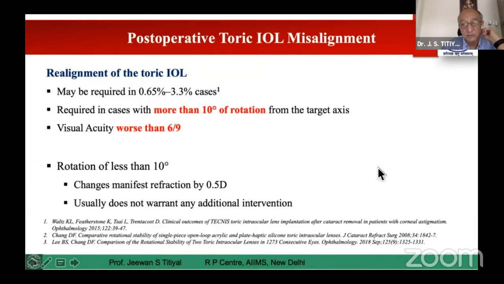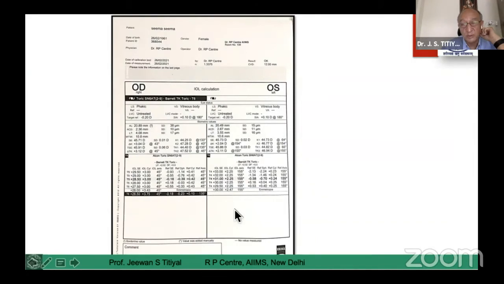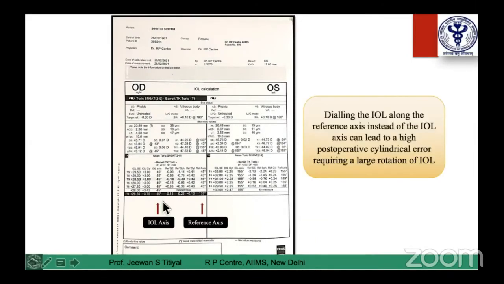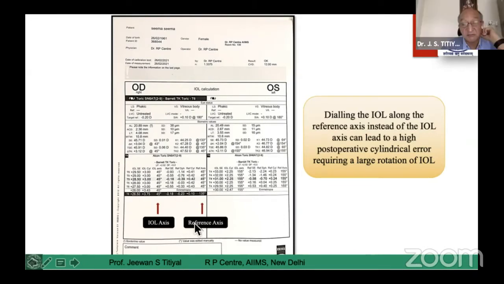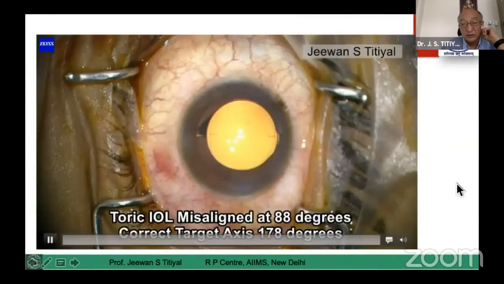Just a few more slides. This is another case that requires a 74-degree rotation, which will give 3 diopter correction. And you can correct, this was a myopic patient as such. Sometimes in the IOL Master, you have two parameters. One is the IOL axis, the second is the refractive axis, the reference axis. So if by mistake you put the reference axis, your power will be totally different because the reference axis is different and the axis of the IOL is different in some cases. So that is what has to be checked.